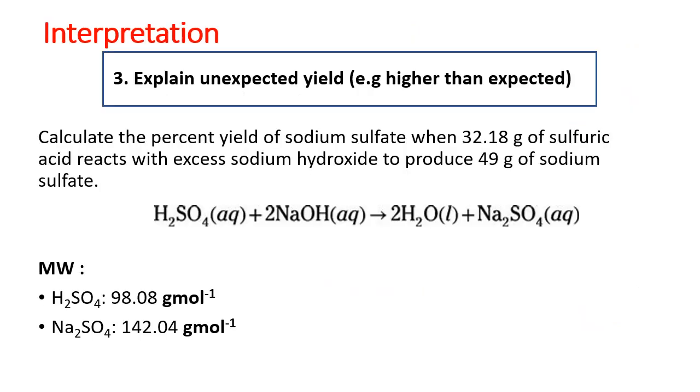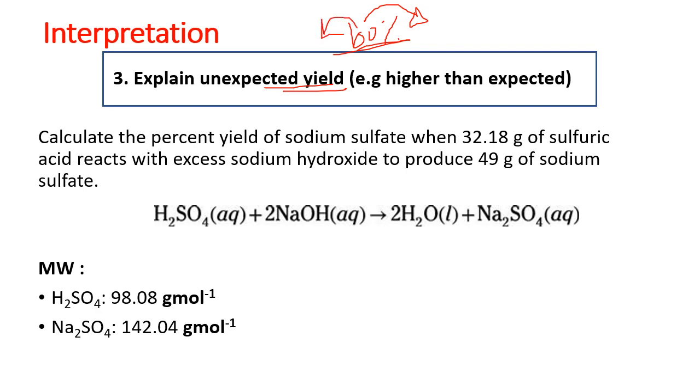The last concept we need to discuss in the interpretation is explaining the unexpected yield. When you do an experiment within the lab, your theoretical yield should be 100%. This is the theoretical yield that is calculated by the paper and the pen and the calculator. It should be 100%. But once you get into the lab, sometimes your yield can be higher than 100% or lower than 100%.